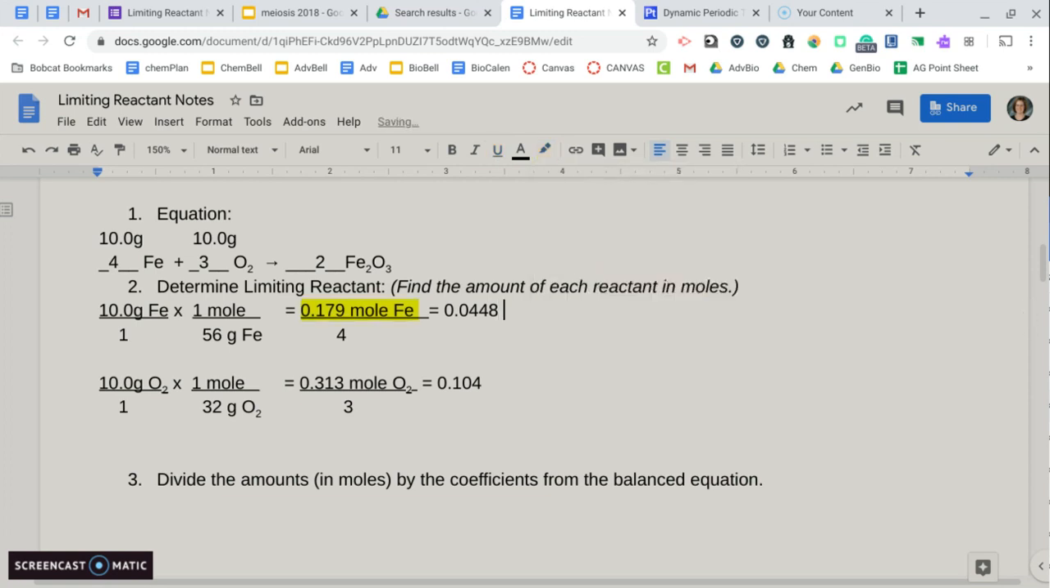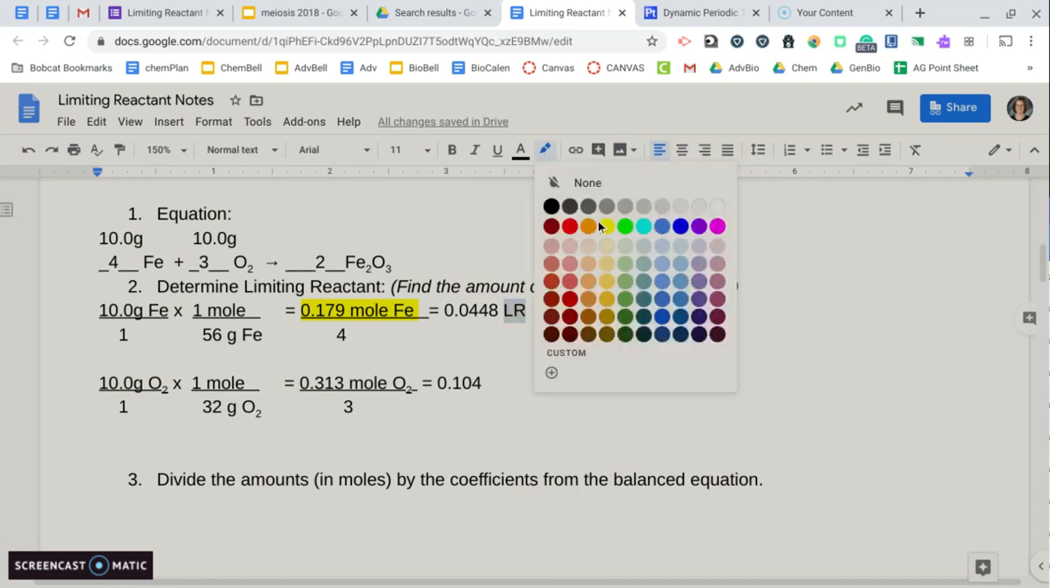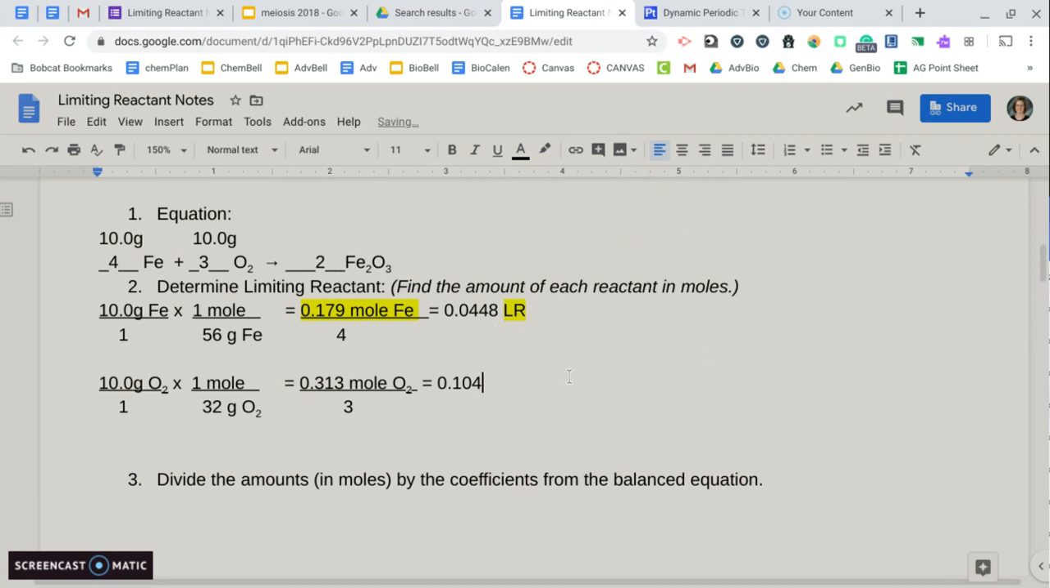Okay, so you need to write limiting reactant or write LR. Okay, so you do get points for picking the right limiting reactant. And then I like to highlight this number too, the number of moles that I figured out for the iron, because that's what I'm going to start the rest of my problems with.